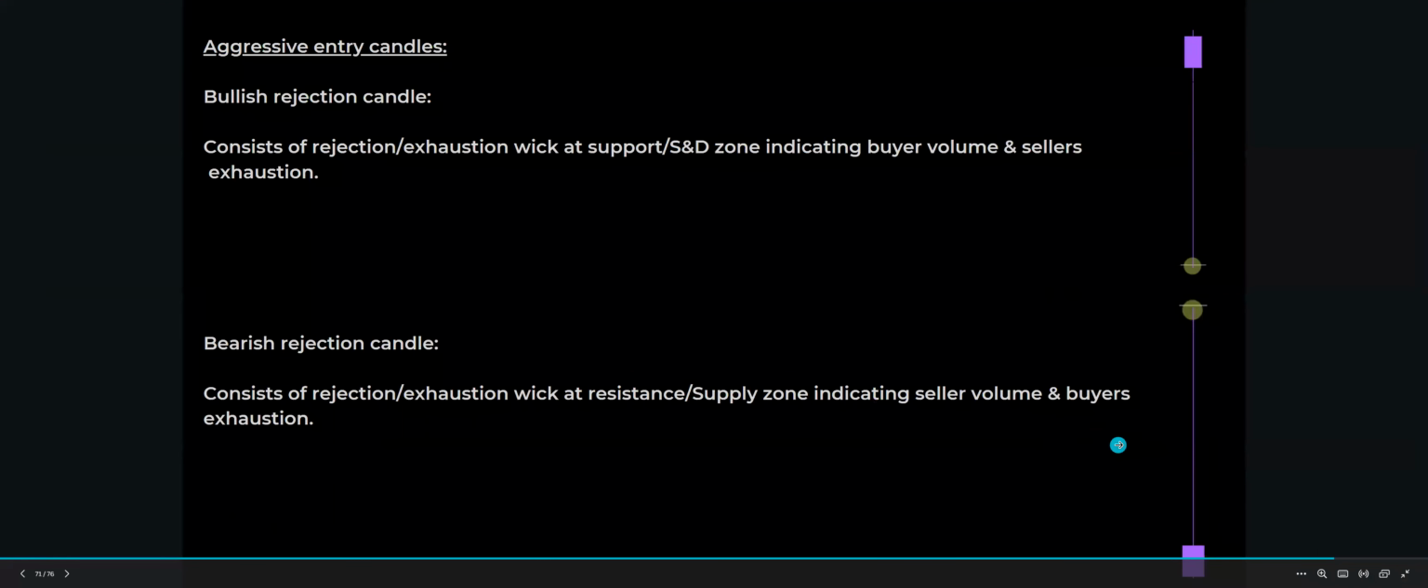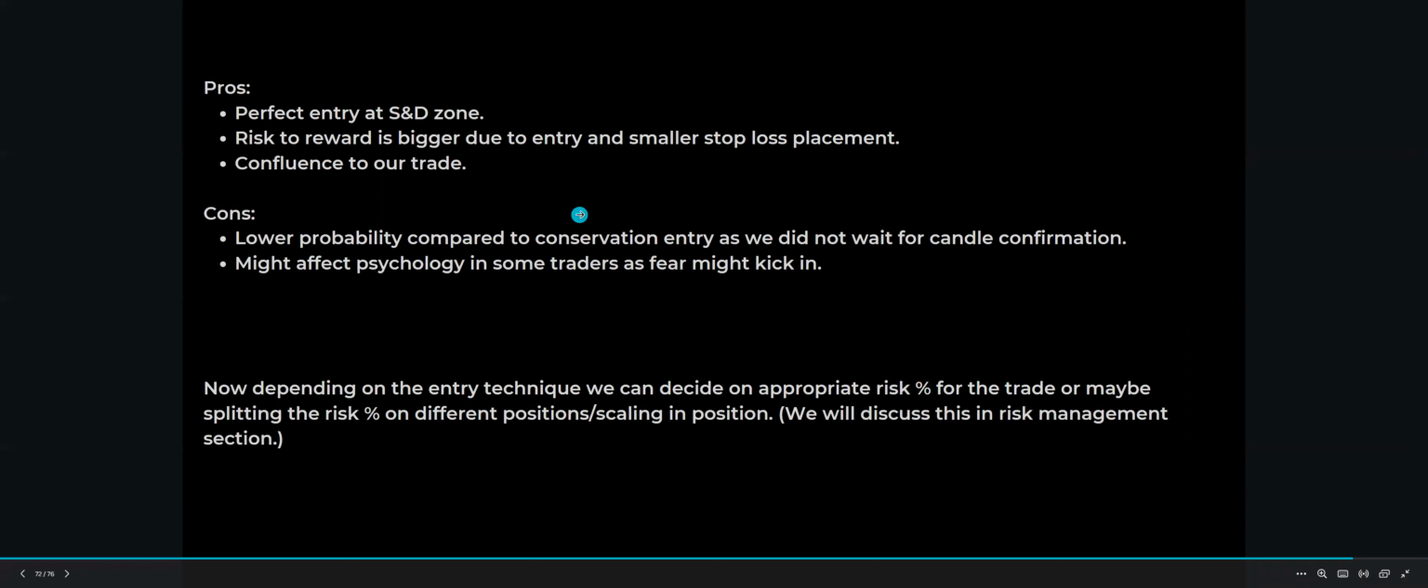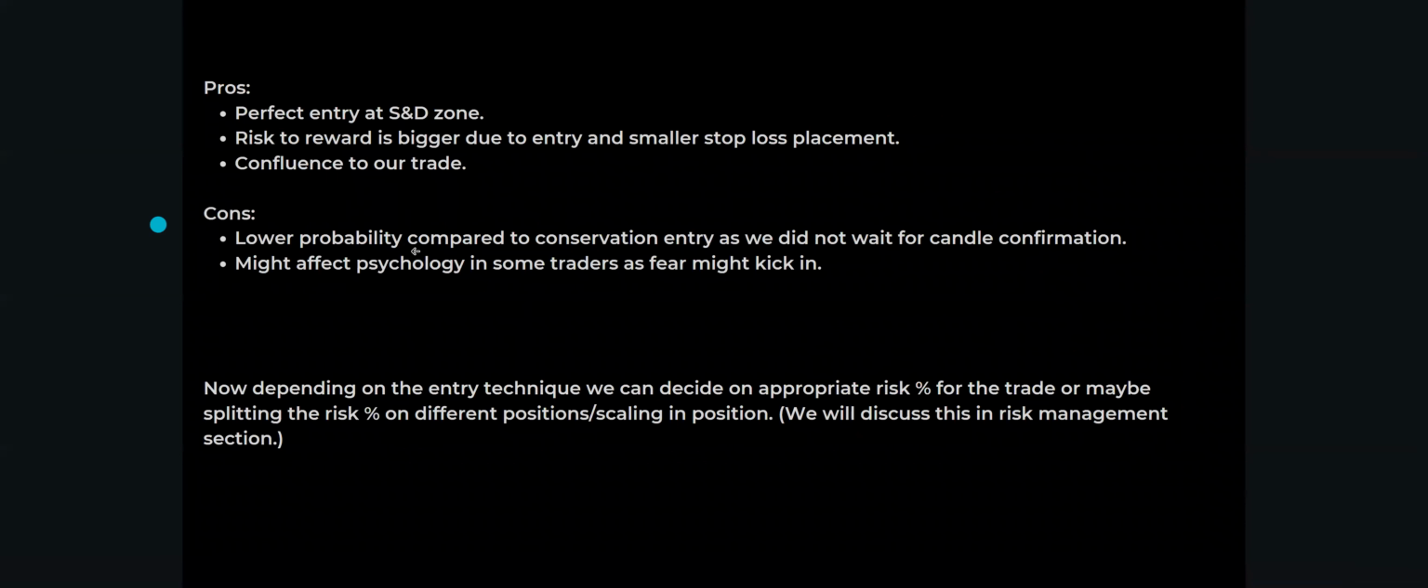Okay. So those are your entry candles. The pros when it comes to aggressive entry candles: it does give you a perfect entry closer to your supply demand zone. Risk to reward is big, which I showed you, due to your entry and smaller stop loss. You have a confluence, obviously. The cons here: it's a lower probability compared to a conservative entry, as we did not wait for a candle confirmation, right? So there's a lower probability here.